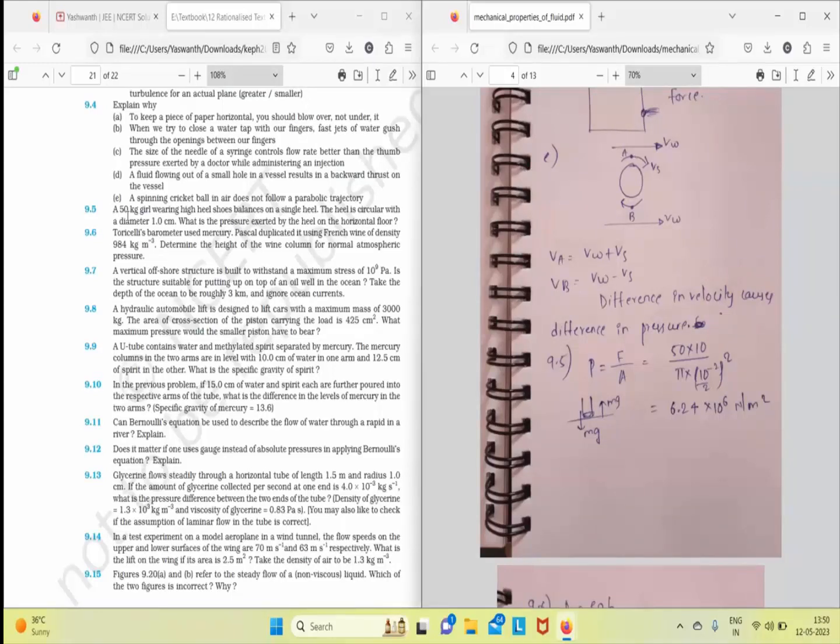The heel is circular with a diameter of 1 centimeter. What's the pressure exerted by a heel on the horizontal floor? This is a basic question. This question is just to make you clear of the concept of pressure. So pressure is again force by area.